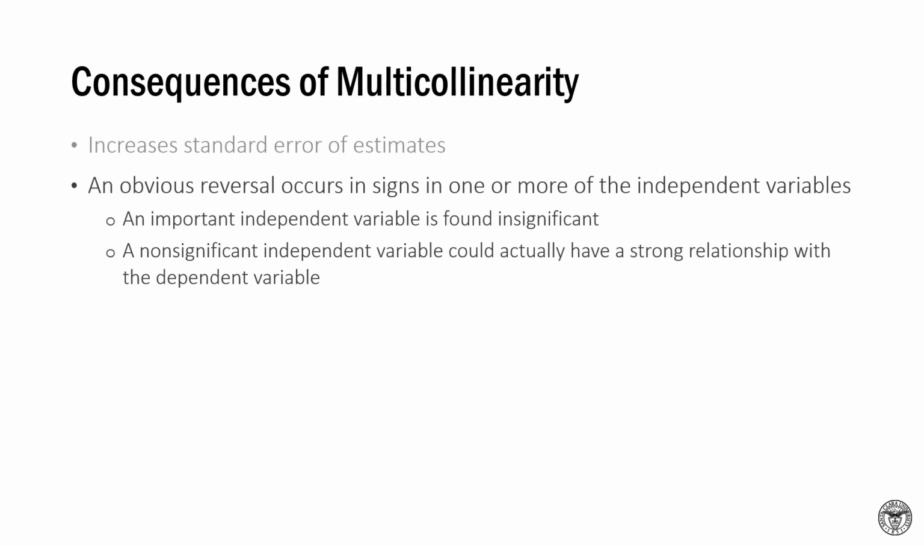In some cases, multicollinearity can even lead to paradoxical or counterintuitive results, such as an apparent reversal in the size of one or more independent variables. An independent variable found to be non-significant in a regression analysis may, in fact, have a strong relationship with the dependent variable. Conversely, an independent variable previously deemed important could be found to be insignificant.